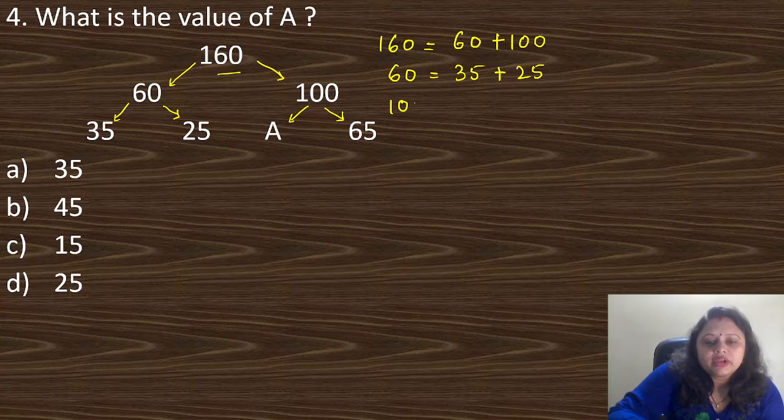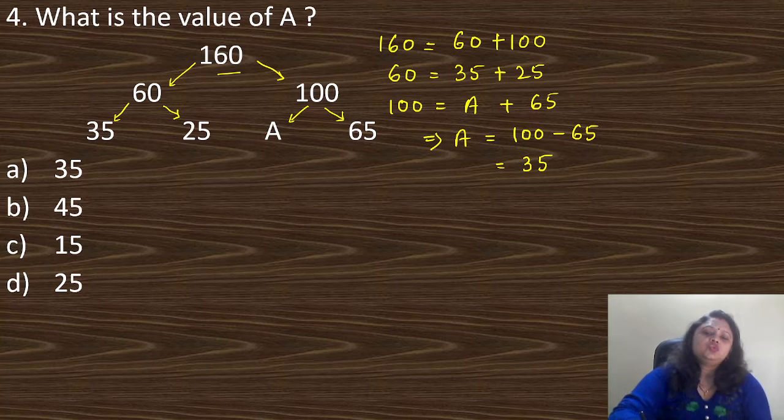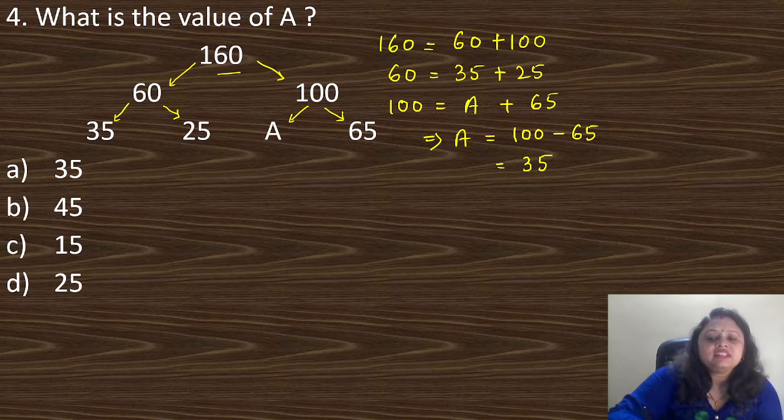Similarly, how to get 100? When we add A with 65, then we get 100. So, what is the value of A? That is equal to 100 minus 65, which is equal to 35. So, the value of A is how much? It is 35. And it is present in which option?